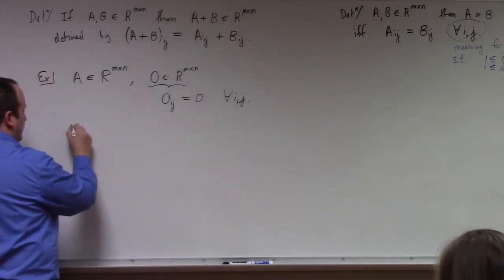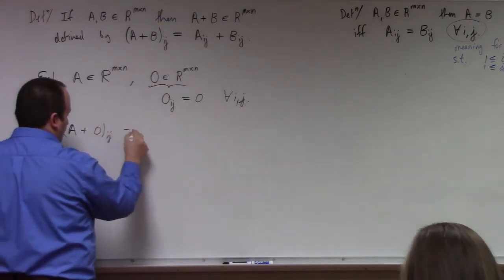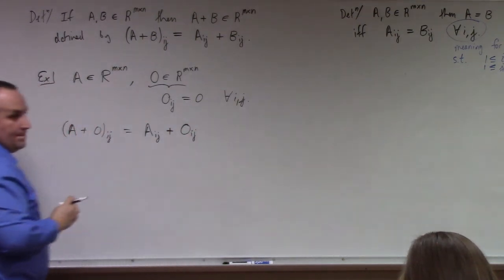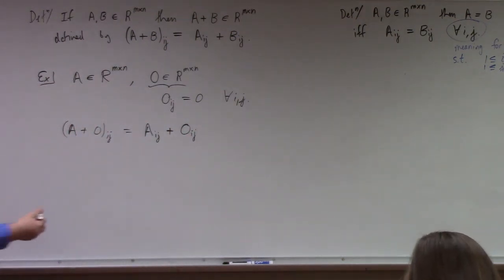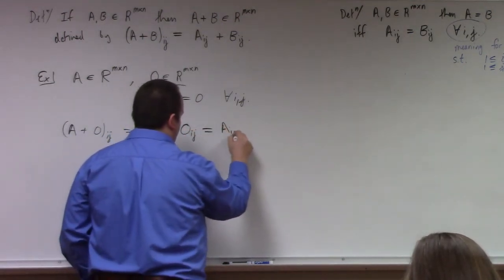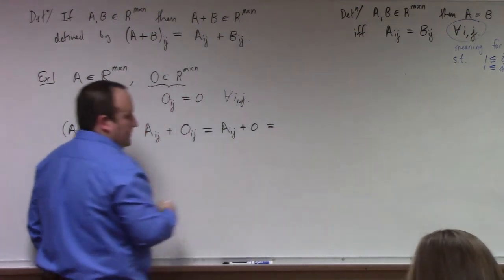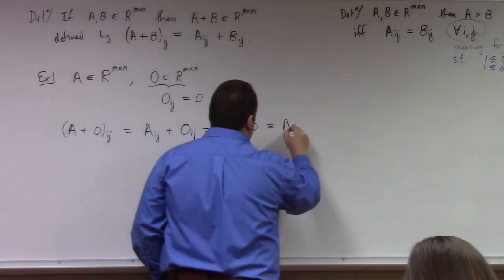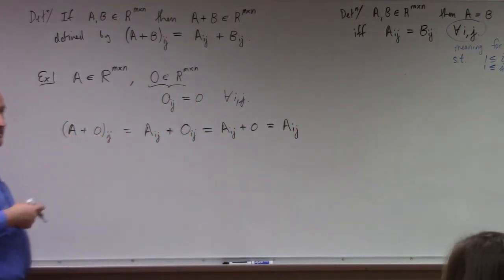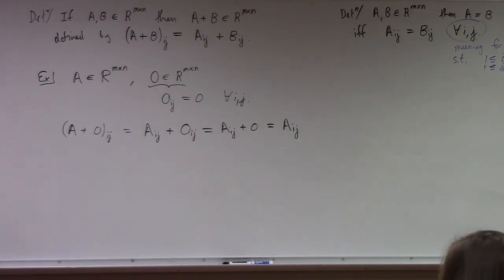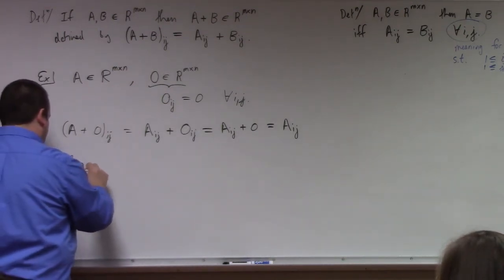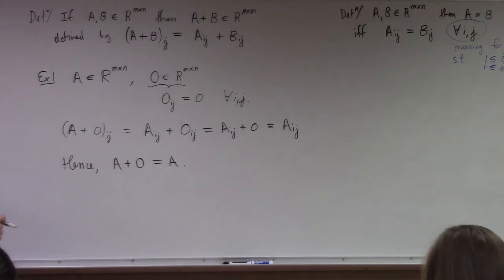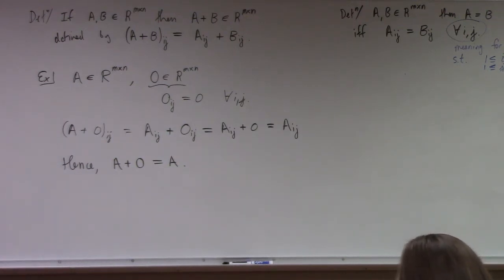What happens if we take A plus 0? By definition, that's Aij plus 0ij, right? Which is, well, I just told you that's Aij plus 0, right? Which is just Aij, right? Because 0 in the ring added to anything gives you back the anything. Right? What's this show? A plus 0 is equal to A again. Why?